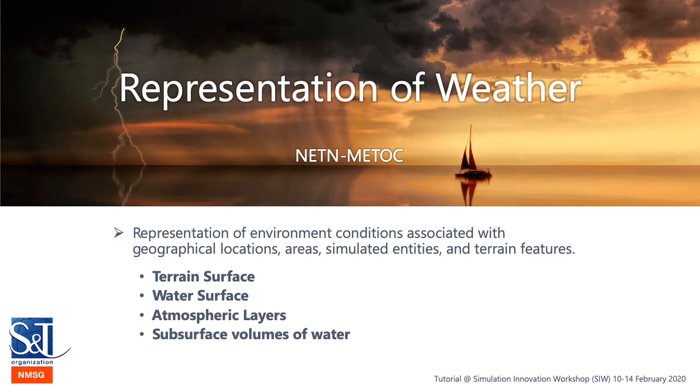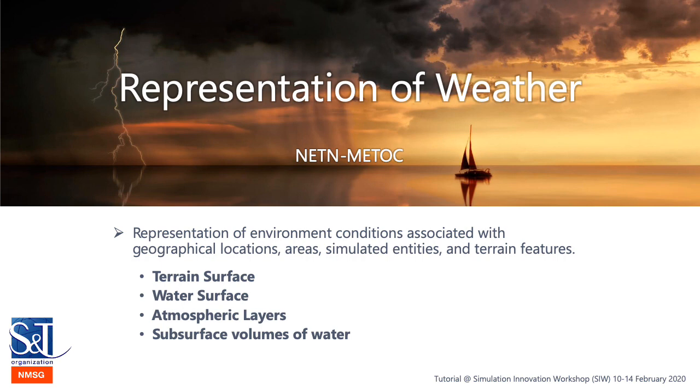I mentioned before that we are looking at a representation of weather. This is also based on a lot of input from different standards like SIGI, and major federations running in the US and Europe, in order to represent environment conditions associated with geographical locations, like a region or areas, but also to represent weather for a specific entity, like the weather around an aircraft or around an airport. So you can reference individual entities and describe the weather and other terrain features, like the weather around a building or around a mountain.